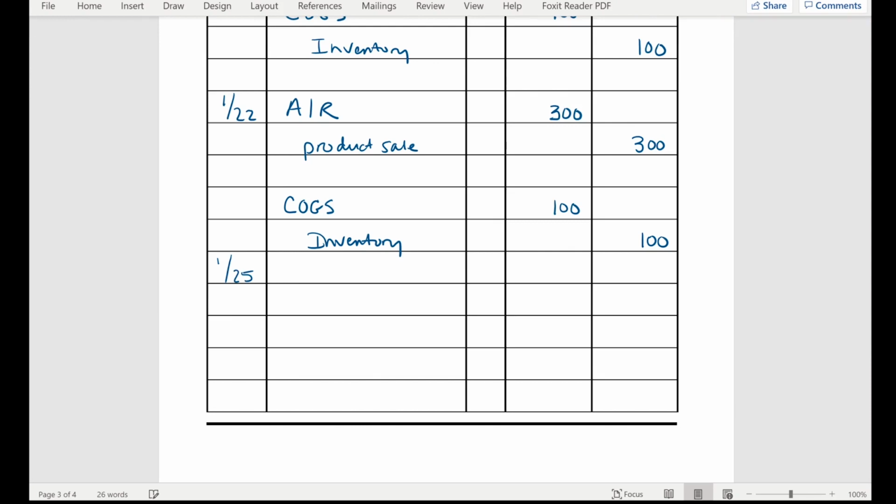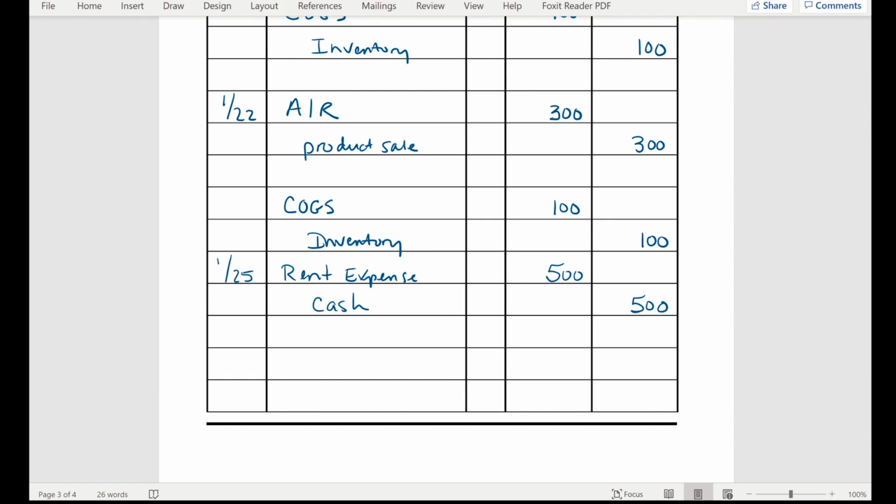On January 25th, so I'm going to put rent expense. And then they're paying that with a check or cash. So I'm going to put cash below, and that is $500. So we're going to debit the rent expense for $500, and we're going to credit cash for $500 to reduce the cash amount to show that it is going out of the business.